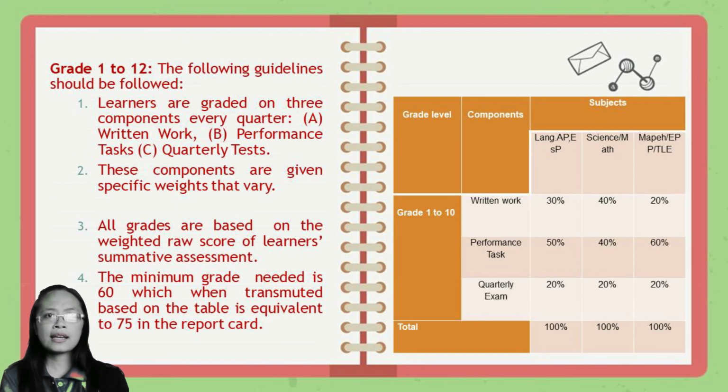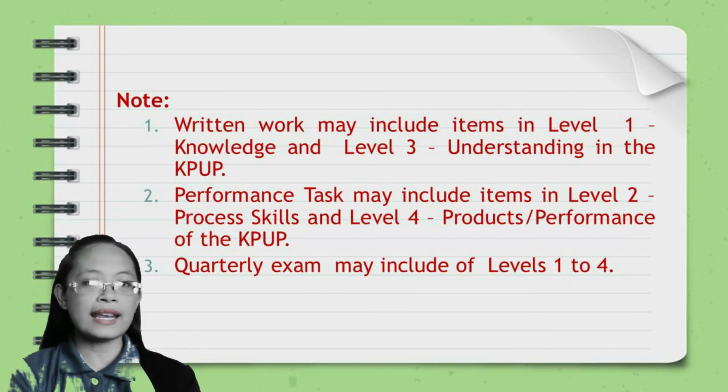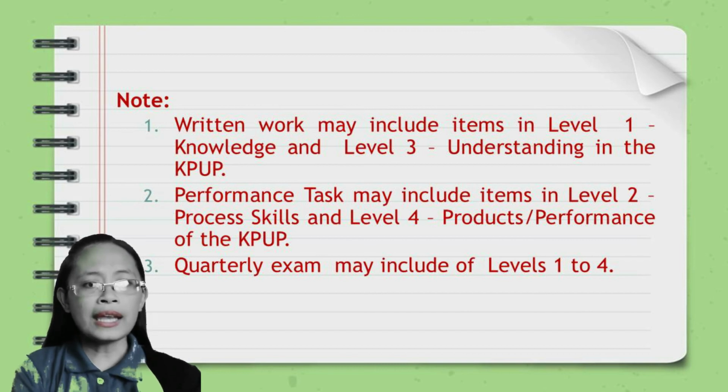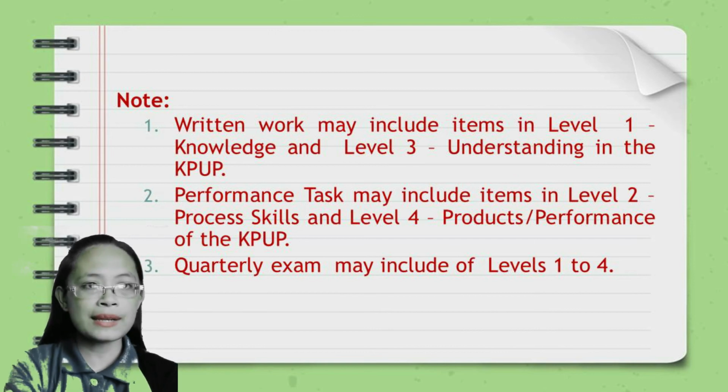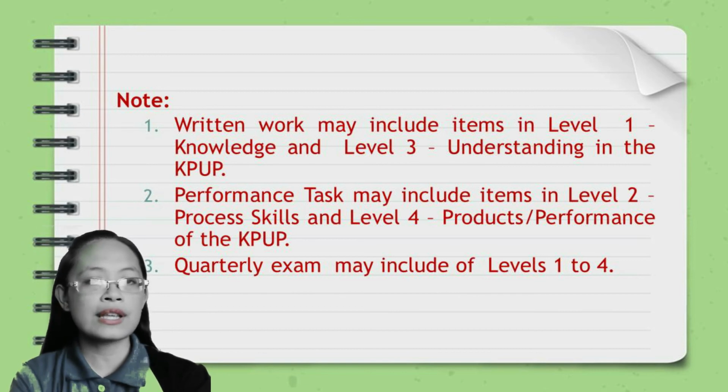All grades are based on the weighted raw score of learners' summative assessments. The minimum grade needed is 60, which when transmuted based on the table is equivalent to 75 in the report card. Written work may include items in level 1, the knowledge, and level 3, the understanding in the KPUP. Next, the performance task may include items in level 2, process skills, and level 4, products and performance. The third one, the quarterly exam, includes all levels 1 to 4.